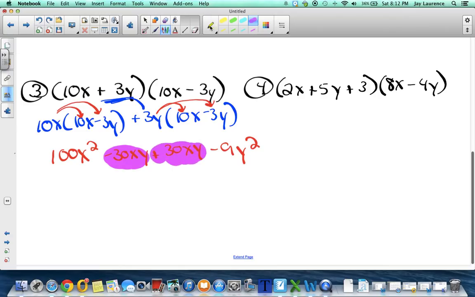Now, a positive 30 and a negative 30, well, they just cancel each other out. They turn to 0, but I'm not going to bother writing plus 0 in there. So I'm going to have 100x squared minus 9y squared. Okay, if you did it just by distributing, you'll get the same thing.